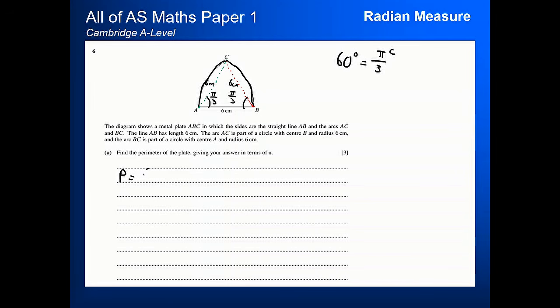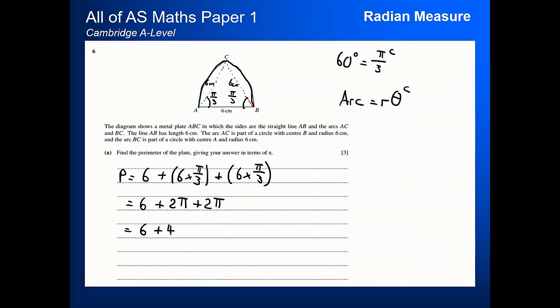To work out the perimeter, first of all, we've got the 6, so don't forget the 6 at the bottom. Then we need to add on, using the formula for the arc, r theta. So that's 6 times pi over 3, and then the other side, also 6 times pi over 3. Again, I'm using the formula I mentioned earlier: arc is equal to r theta, with theta in radians. We can simplify this down. So we get 6 plus, well, these cancel, so we get 2 pi, and also here 2 pi. And so we get our final answer of 6 plus 4 pi.